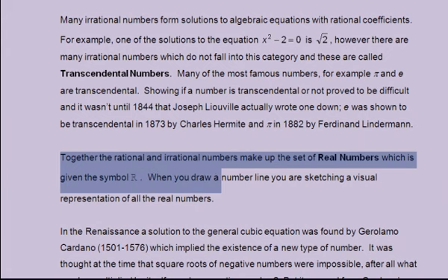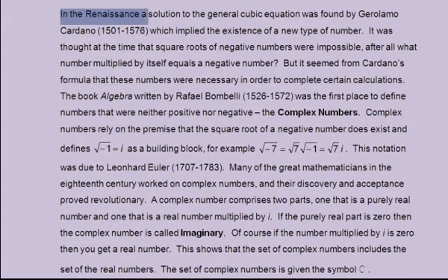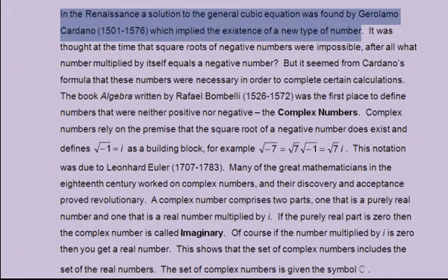When you draw a number line, you are sketching a visual representation of all the real numbers. In the Renaissance, a solution to the general cubic equation was found by Girolamo Cardano, 1501 to 1576, which implied the existence of a new type of number.